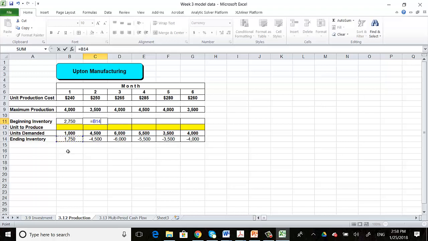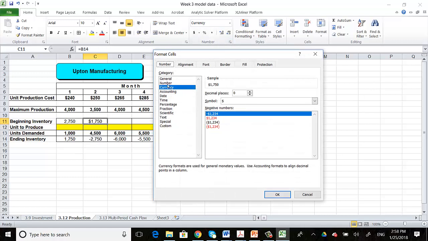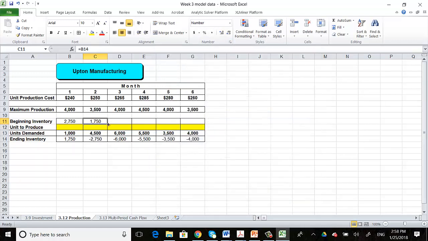So the beginning inventory of the second month is the ending inventory of the previous month, and we can copy the format. Then we can just copy it all the way, because we haven't produced anything yet. We only have the demand.